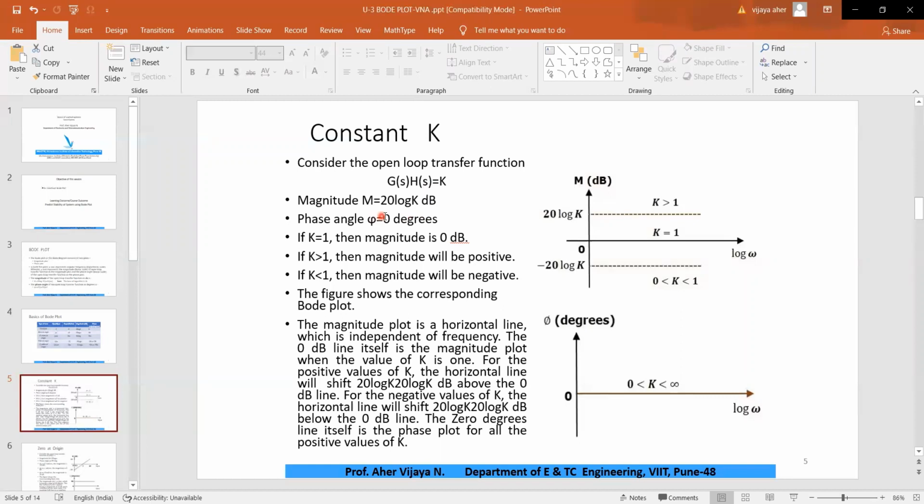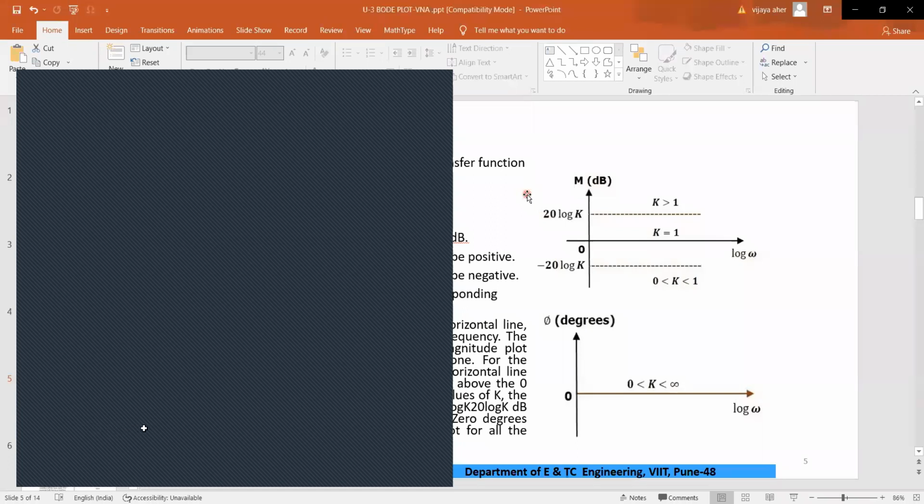M is equal to 20 into log of K to the base 10. So you will get your magnitude in dB, right? So please write first the equation for magnitude. Have you written the equation for magnitude? Okay. Now write the equation for phase angle. Phi is equal to 0 degree. That is given in the table, right? That is given in the table.